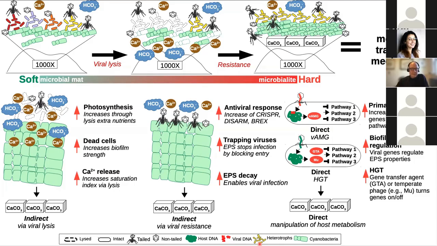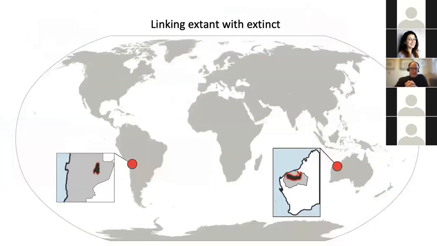All right, so you know a little bit about how this can work, and so now we go to a real-world example. Can we link what we find in deep time with something that we find today?